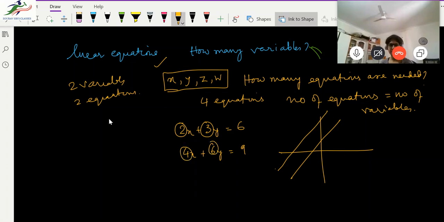This is a very tricky question that comes in the exam, what would be the value of x and y? Your options would be infinite, and some values of x and y will be given, and one option would be infinite. So the answer would be infinite, right?